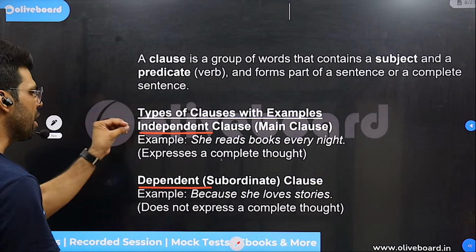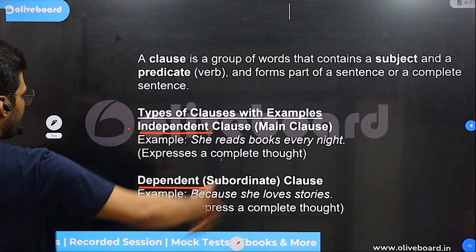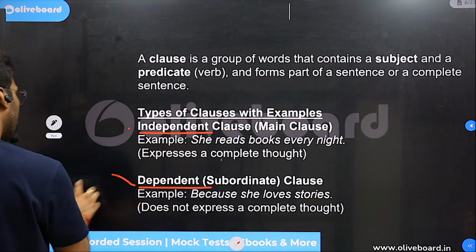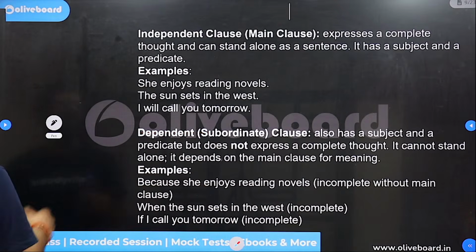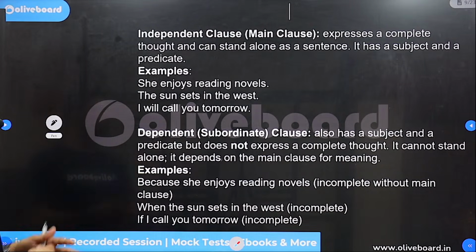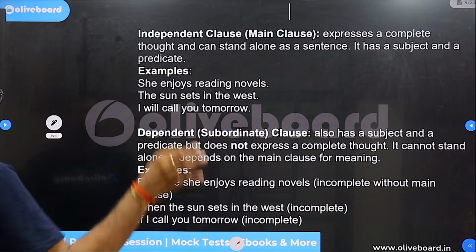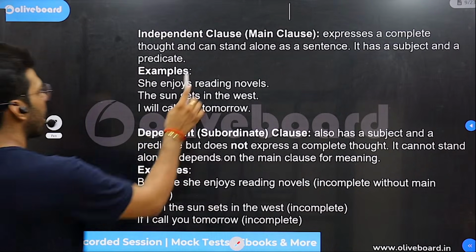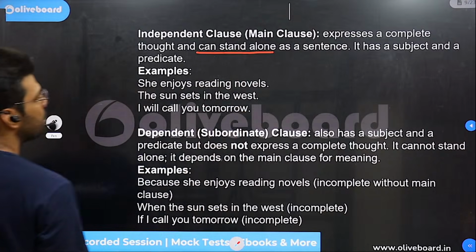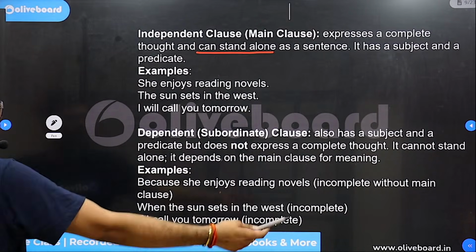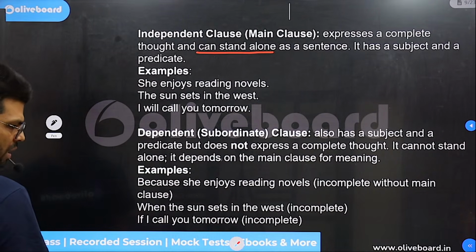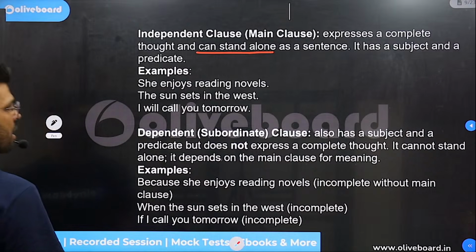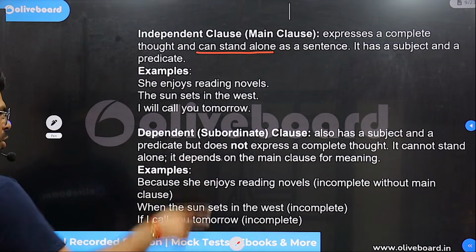As the meaning of the words suggests, independent can stand alone. Dependent depends on something. Feel the difference. An independent clause, sometimes the main clause also, expresses a complete thought. Can stand alone. She enjoys reading novels. Complete. Nothing incomplete in this. The sun sets in the west. Complete. Okay, I'll call you tomorrow.